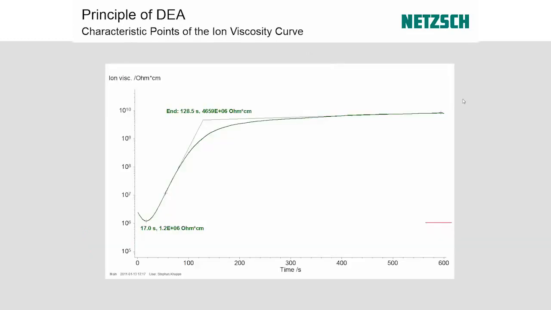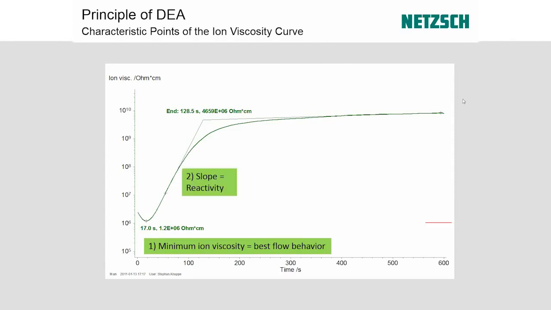So what does an ion viscosity curve look like for a curing material? That's what we're seeing right here. And there are 4 primary components that you want to look for. We have the minimum ion viscosity. That is the point at which ions can pass back and forth within your resin most easily. And that's the minimum in this curve right here.